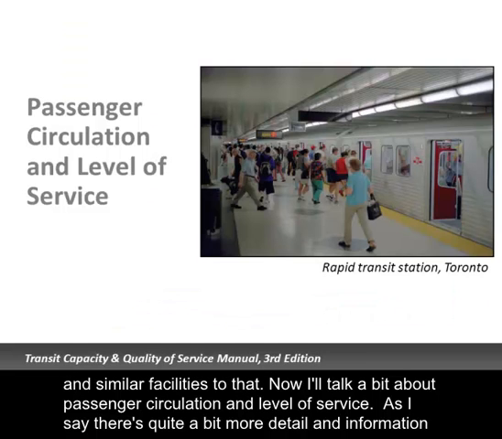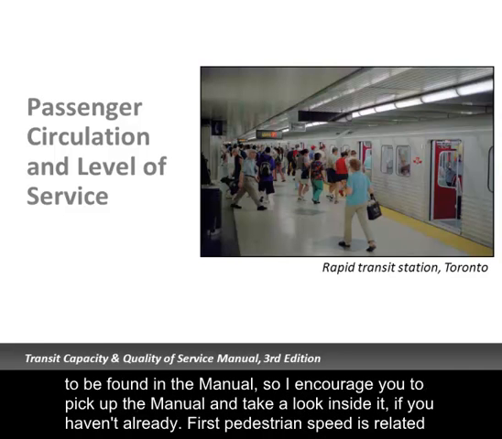Now I'll talk a bit about passenger circulation and level of service. As I say, there's quite a bit more detail and information to be found in the manual, so I encourage you to pick up the manual and take a look inside it if you haven't already.